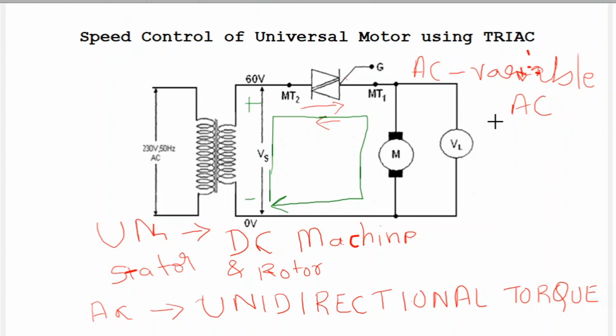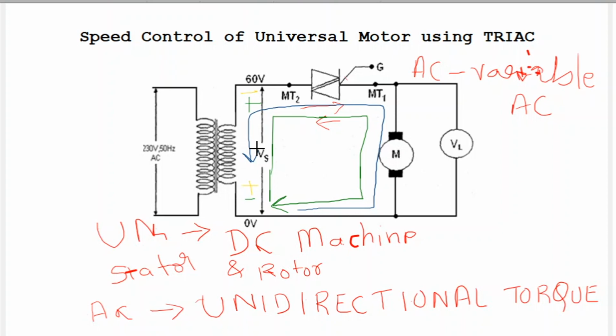So what will happen during the negative half cycle? During negative half cycle, this is plus and this is minus. So the current will flow in the opposite direction. So the current through the motor flows in both the directions. Since it produces unidirectional torque, the motor rotates in the same direction.